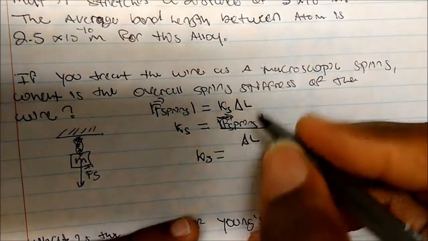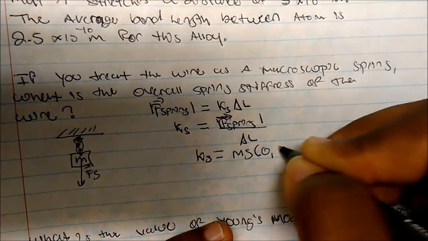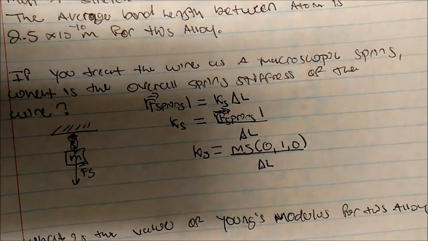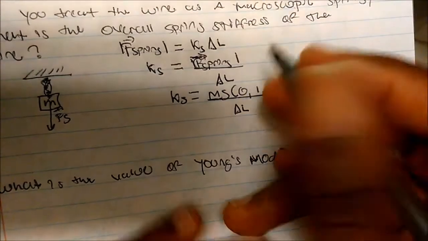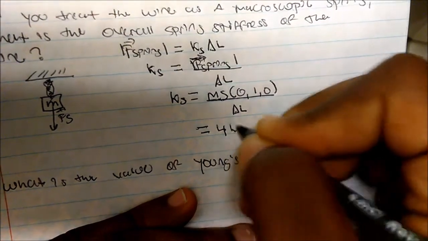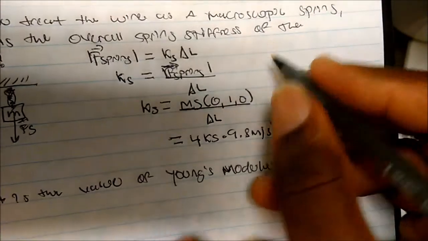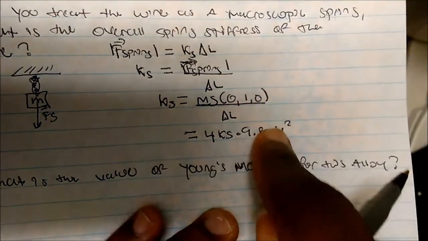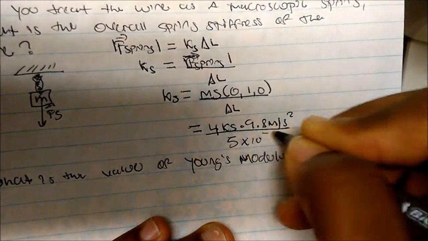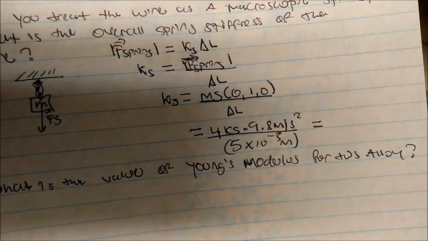So in other words, my spring stiffness is equal to mg, in the direction 0, 1, 0 as a vector, divided by delta L. Now we know this is only in the y direction, so at this point we're not going to rewrite this as a vector. The mass is 4 kilograms times 9.8 meters per second squared, so we multiply these two, mg, and we divide that by 5 times 10 to the negative 3 meters.